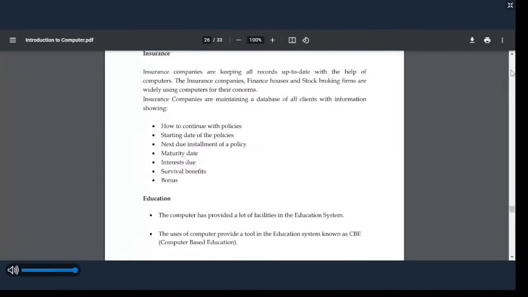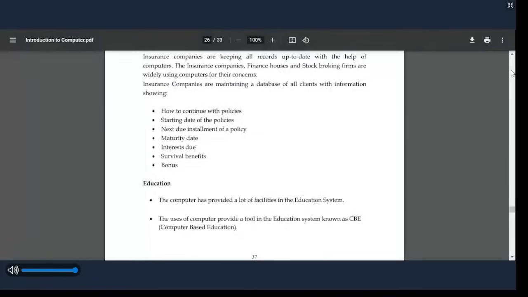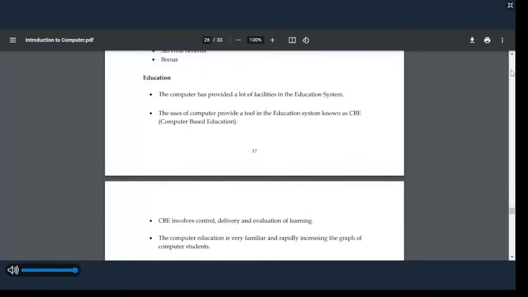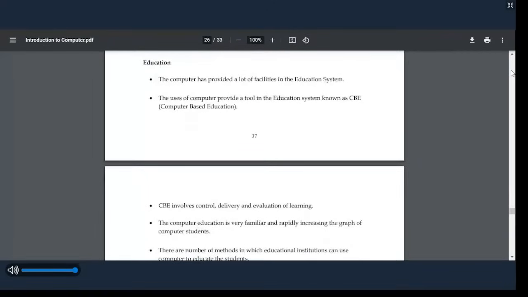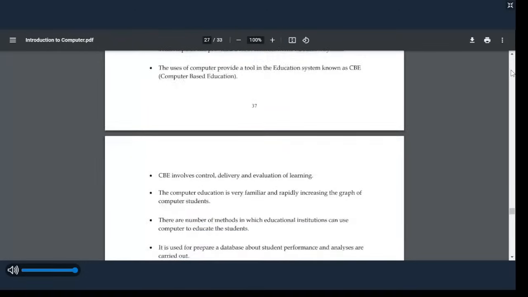The computer has provided a lot of facilities in the education system. The use of computers provides a tool in the education system known as CBE, that is computer-based education. Computer-based education involves control, delivery, and evaluating of learning. Computer education is very familiar and is rapidly increasing the graph of computer students.